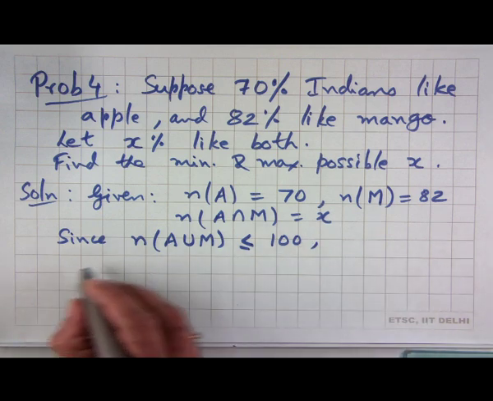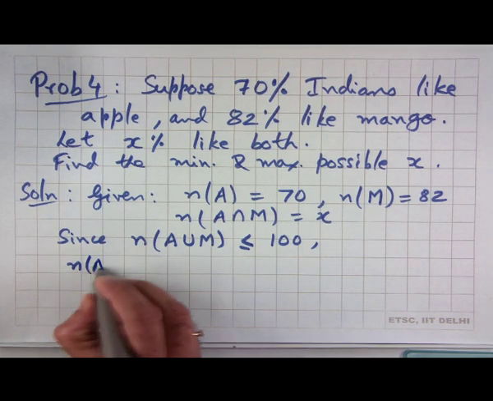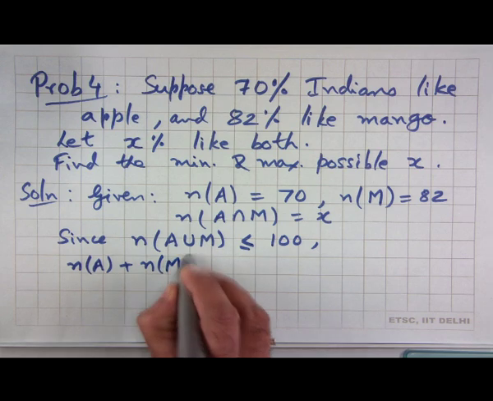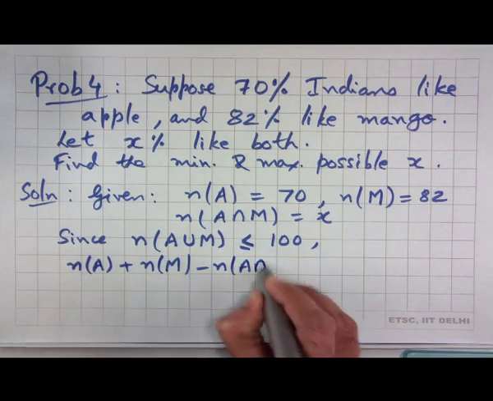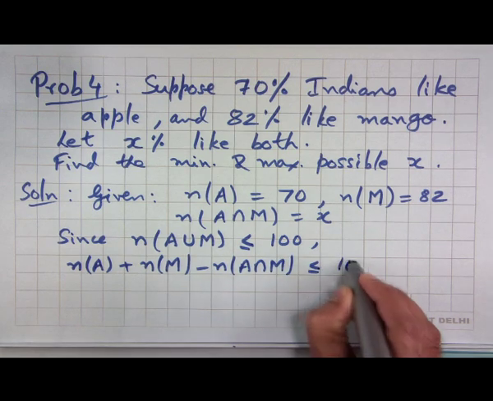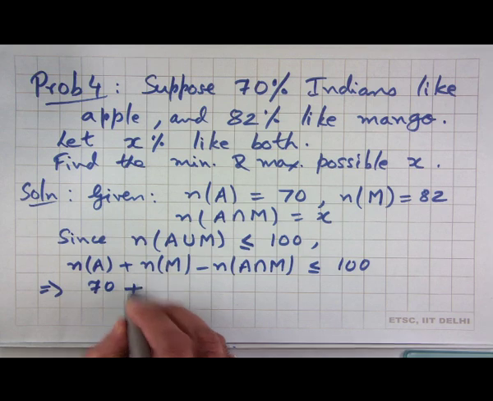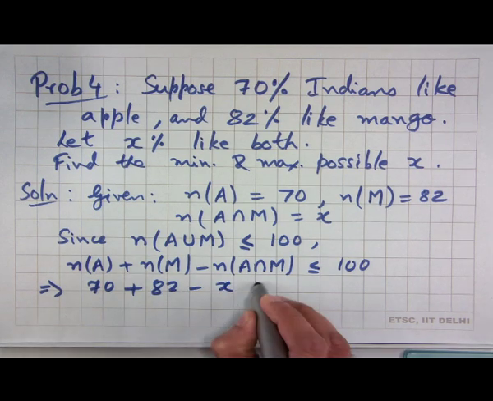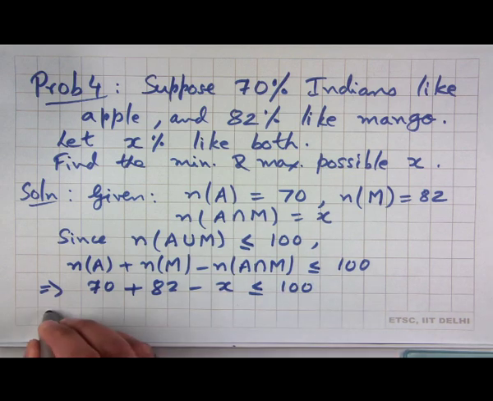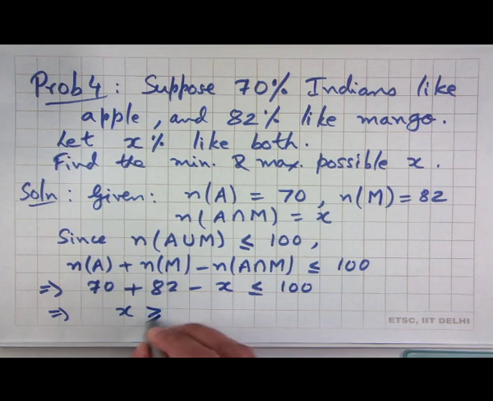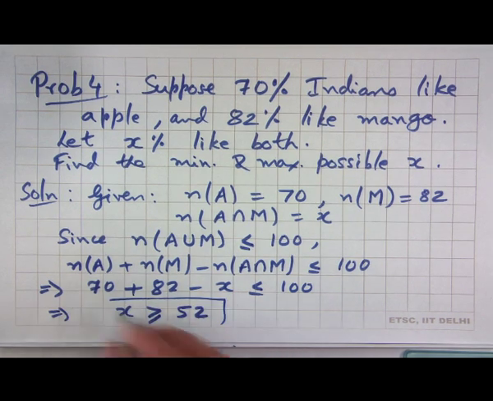So, we have N of A plus N of M minus N of A intersection M, this is less than or equal to 100, which implies 70 plus 82 minus x is less than or equal to 100, and this gives x must be bigger than or equal to 152 minus 100, 52. Right. So, the percentage of people who like both apple and mango cannot be less than 52%.